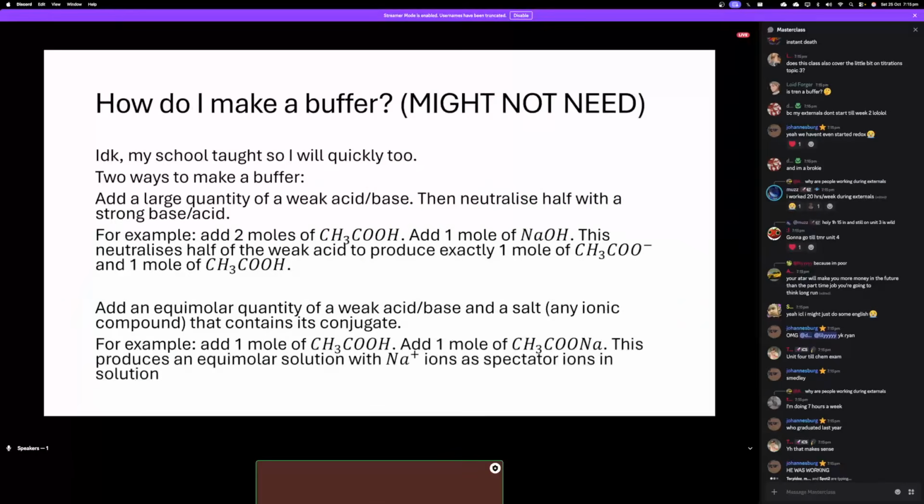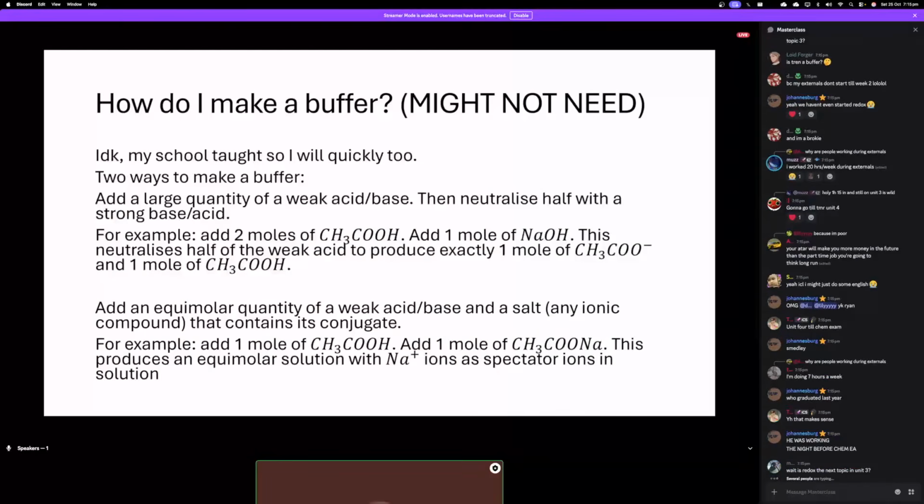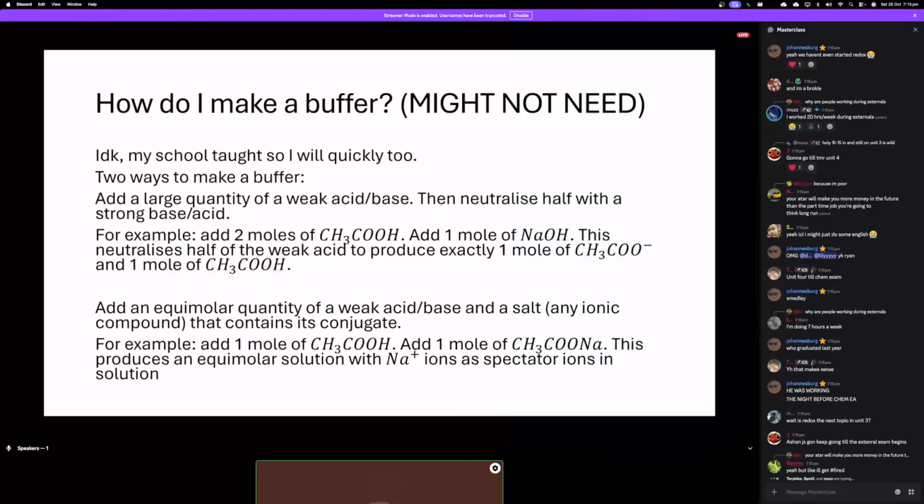How do we make a buffer? You guys might not need this. I got taught it in mine. So yeah, but I will quickly mention it. You have it here if you ever want to relook at it.